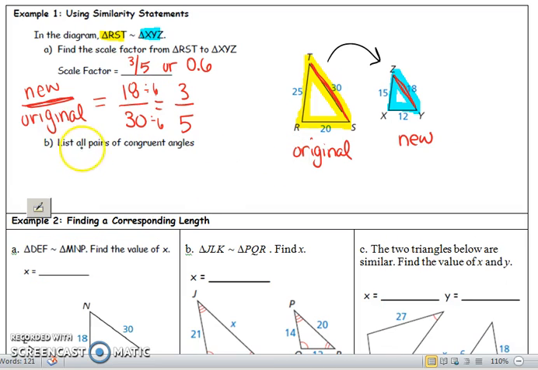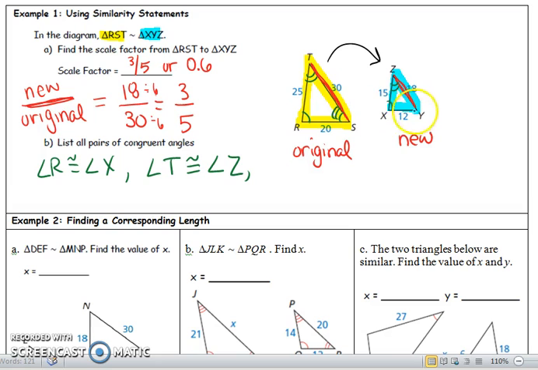Part B wants us to list all of the pairs of the congruent angles. So this just means find the corresponding angles that are congruent in the two triangles. So we know angle R is congruent to angle X. We know angle T is going to be congruent to angle Z. And lastly, angle S is going to be congruent to angle Y.